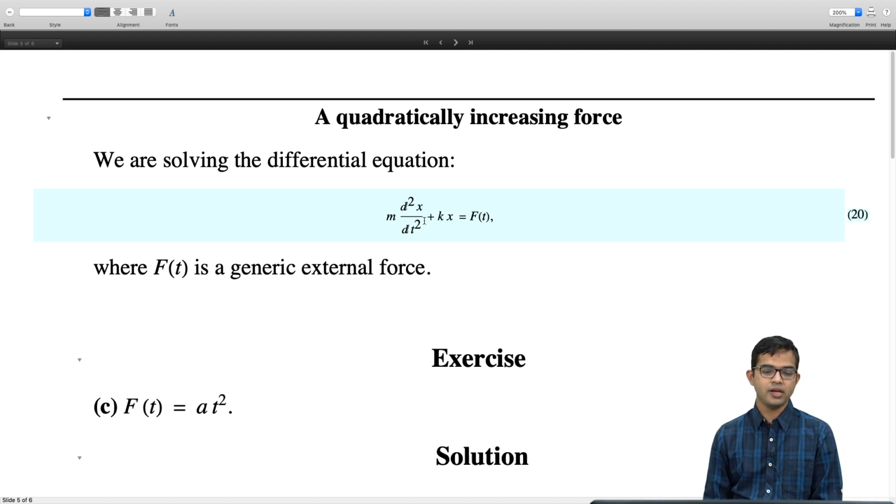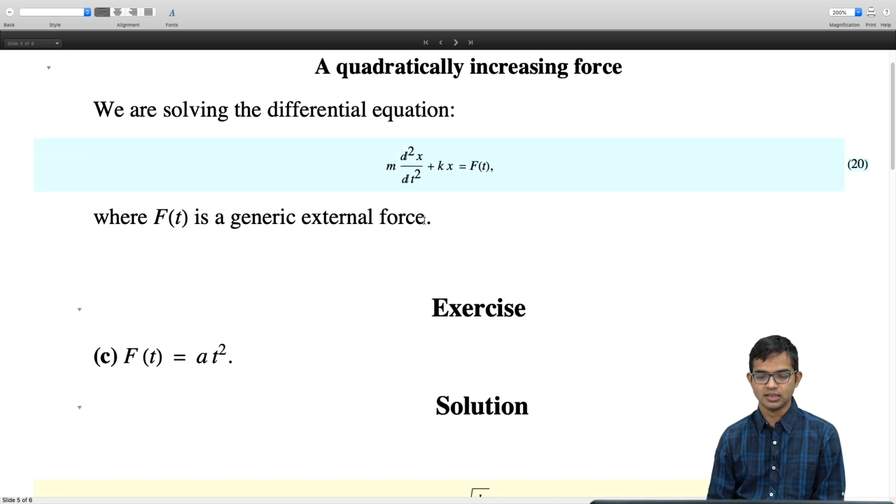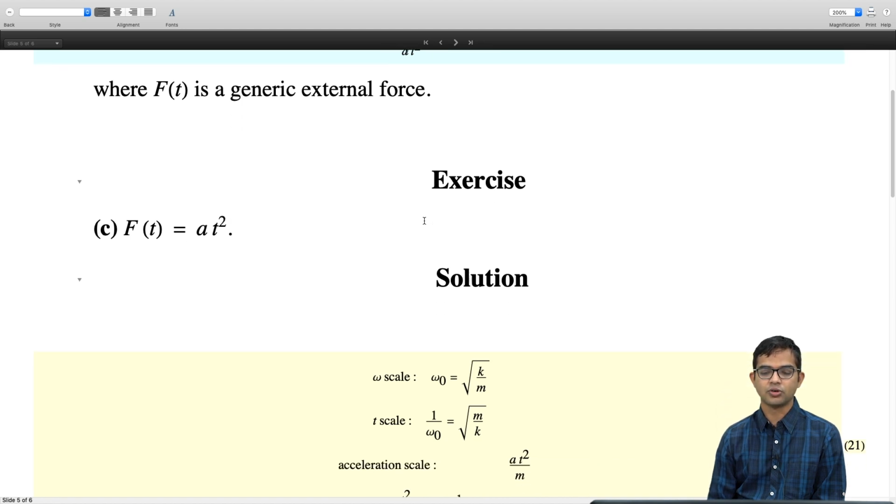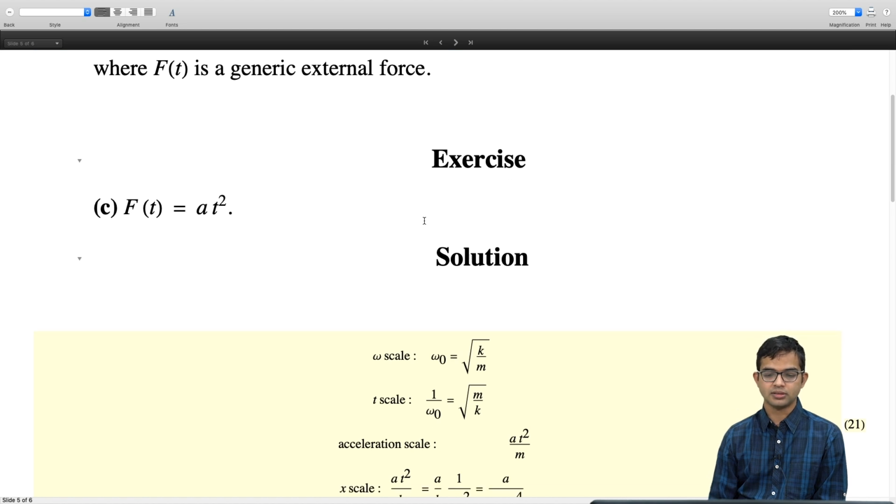So I have f of t equal to a t squared. Now a once again is not acceleration. A is a different constant, with different units, and my solution for the non-dimensionalization is soon coming up. So pause your video and work out your own non-dimensionalization. Okay. Omega is just the same, square root of k by m, therefore the time scale is square root of m by k, and the acceleration scale is a times time squared by m.